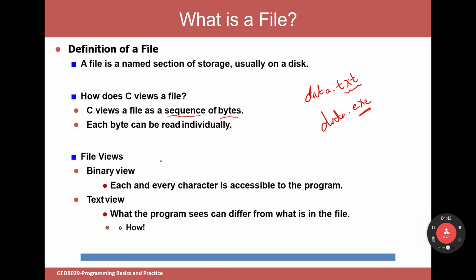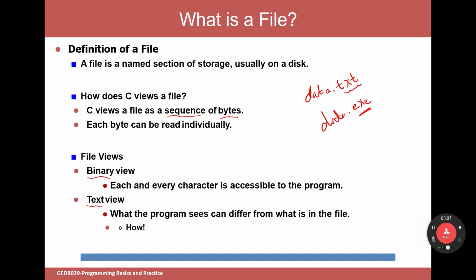Now in C language, we can handle the file as a binary file, or we can handle the file as a text file. If we handle the file as binary, that means each and every character will be accessible by the program. Each byte in the file can be accessed. But in the case of a text file, you will see the file differently.